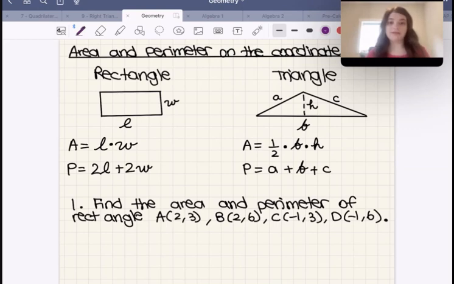Keep in mind that for rectangles, both lengths are the same and also both widths are the same as one another. So once we know what one length and one width is, we can multiply those. We don't need to find the others because they are going to be the same in the event that it is a rectangle. Then for perimeter, it's two lengths plus two widths.